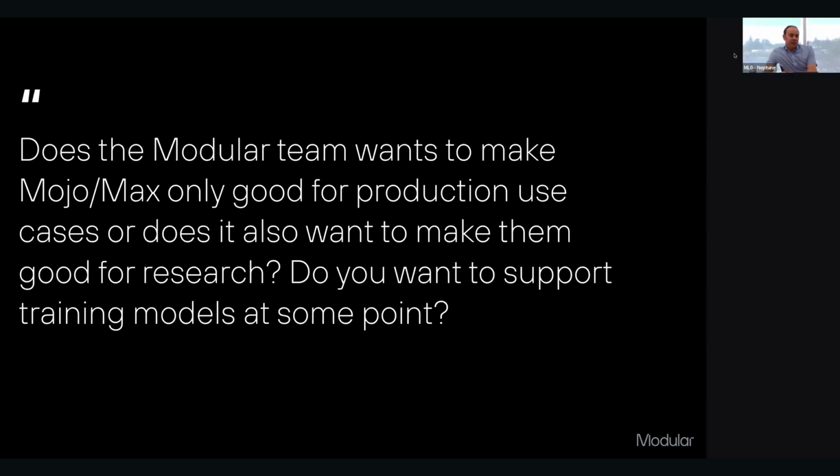So first thing is research. Well, research means lots of different things. I look at research as meaning innovation broadly. There's a ton of research on inference, so research isn't just about training. I think that Max and Mojo, particularly in a month or so, are uniquely positioned to catalyze research.